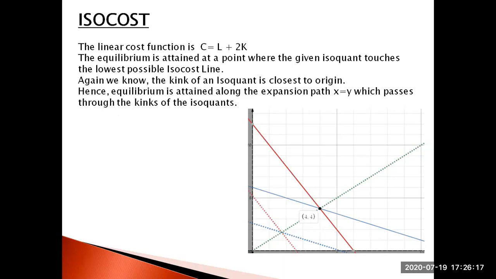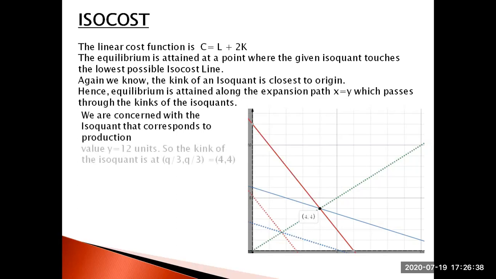As I had mentioned before, the kinks are at point q by 3 comma q by 3, that is x equal to y equal to q by 3. So if I take q, the amount of output, as 12, then q by 3 gives me 12 by 3. As you can match from the diagram, the kink is at point 4 comma 4. Now we are concerned with the isoquant that corresponds to the production value y equal to 12, and in the diagram we can see that the kink of the isoquant is at q by 3 comma q by 3, which is 4 comma 4.